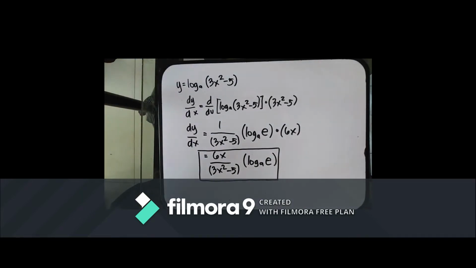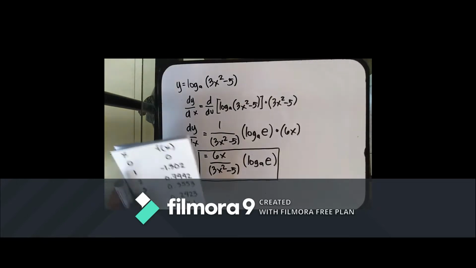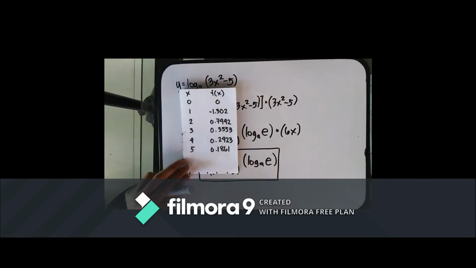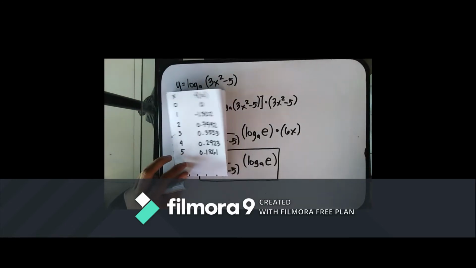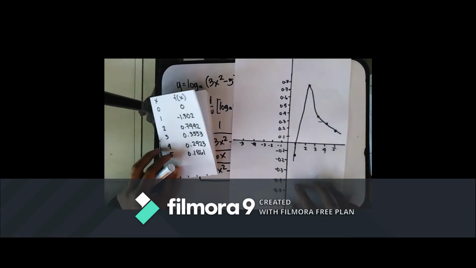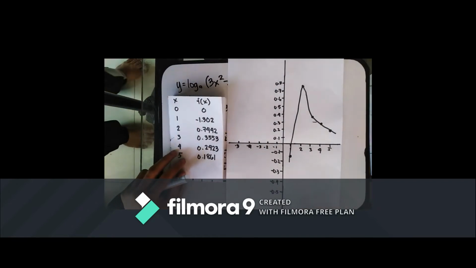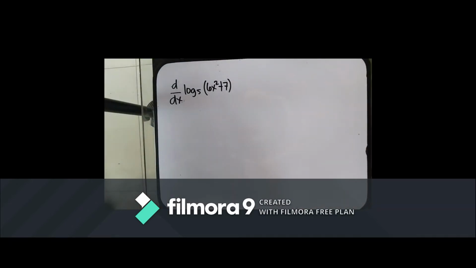After getting the answer, now we will sketch this graph. By using a calculator, mode 7, and type this. After that, you will get the values from 0 to 5, and the graph looks like this. So this is an example of a log. Like in ln, it's the same formula: dy over du times du over dx.